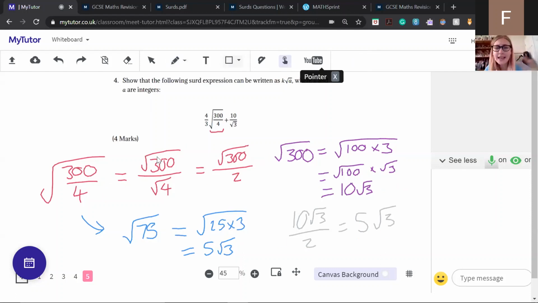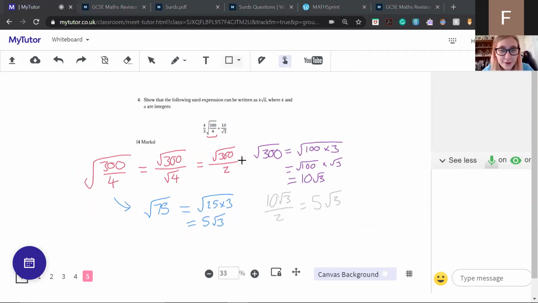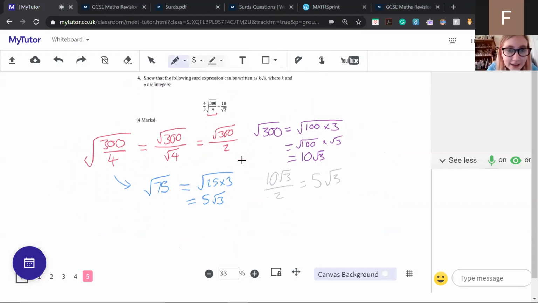This looks really complicated, but you can just do this blue method, basically. Make a root 75, and we can simplify that to 5 root 3. Hopefully that makes sense. Cool. Now let's look at the whole of this left part here. So 4 root 3 times that. So 4 root 3, 4 over 3. So we've just rewritten root 300 over 4 as 5 root 3.